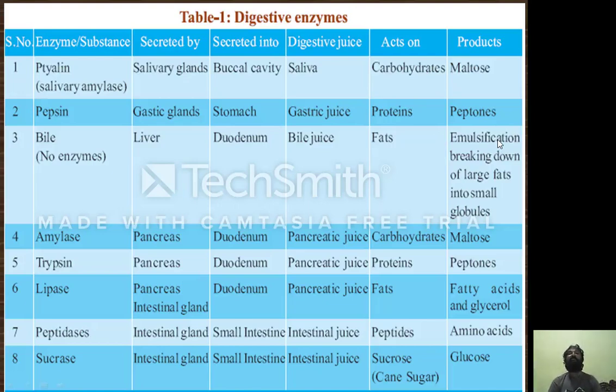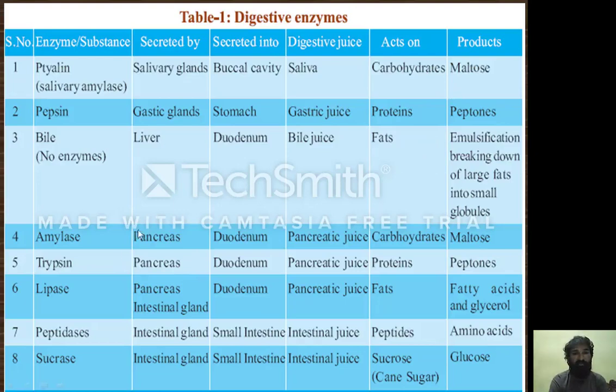What is it called? Emulsification is nothing but the conversion of large fat molecules into simple small fat globules by the action of bile juices. This phenomenon is called emulsification. What is it called? Emulsification. The emulsification takes place in the duodenum by the release of bile juices from the liver, which convert the large fat molecules into small globules. So this is bile juices and emulsification.